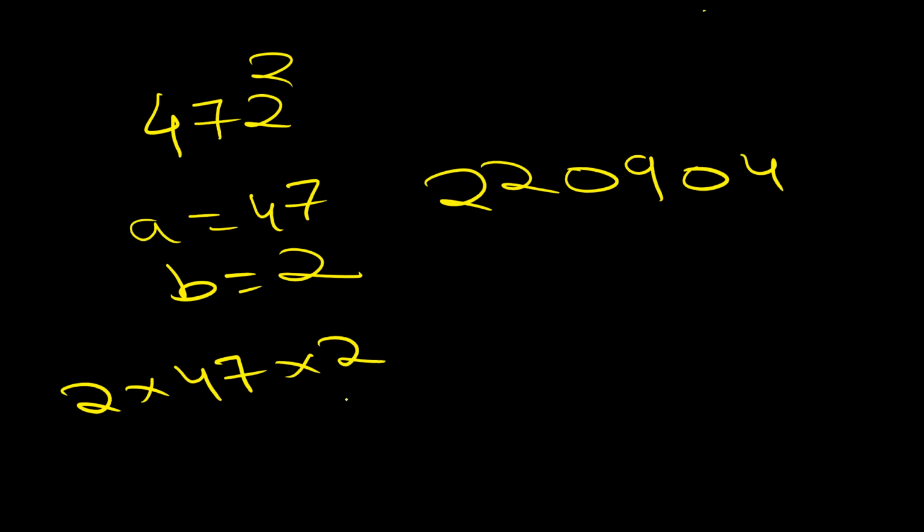Again 94 and 94. 94 is nearby 100, so 100 into 2, I'll be getting 200. 200 minus 4 fours, sorry, again I'll be having 4, 4 and I'll be having 12 over there. So if I subtract them, I'll be having 188. Right, I'll be writing 188.